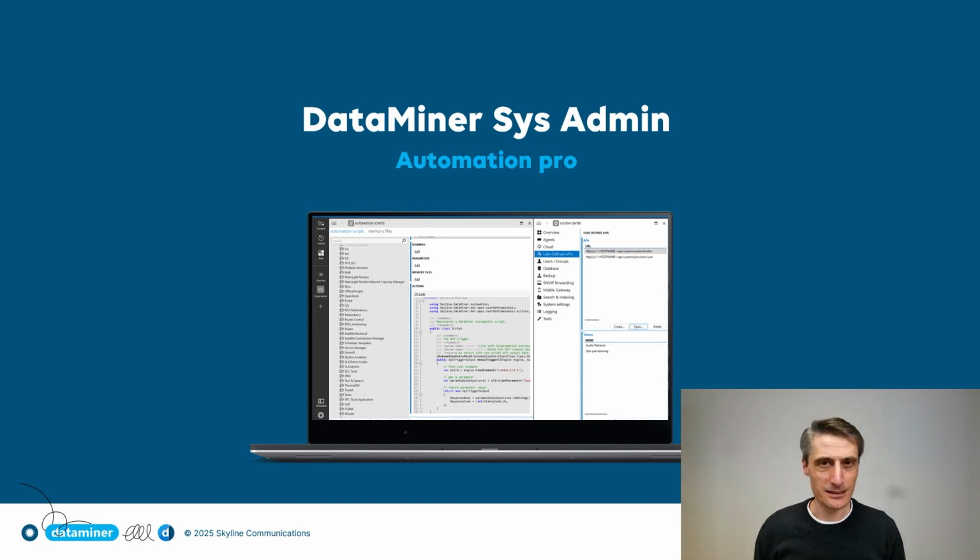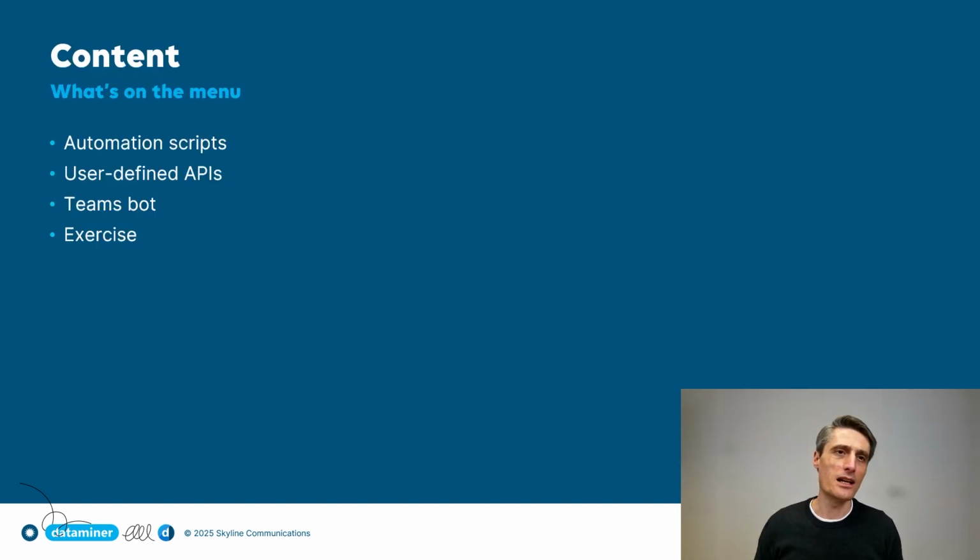So let's get started. So first of all, what's on the menu? So we will take a look at the automation scripts, more specifically the C# version of it, how to create that, how to work with it. And we're also going to do that from Visual Studio and see how to do that in Visual Studio. And even I'm going to show you how to do it with GitHub with some CI/CD as well.